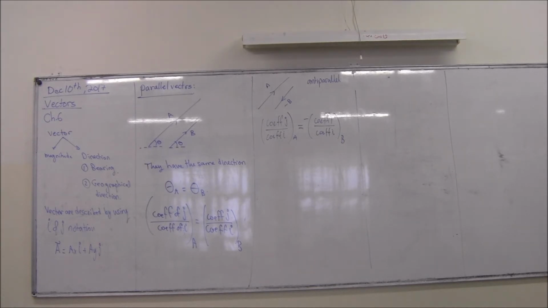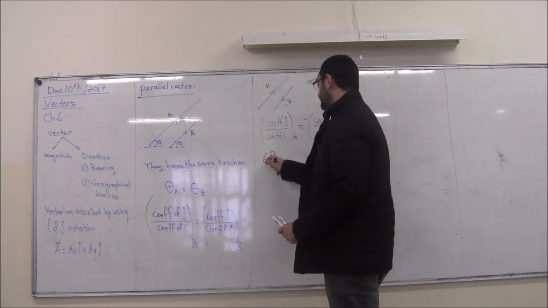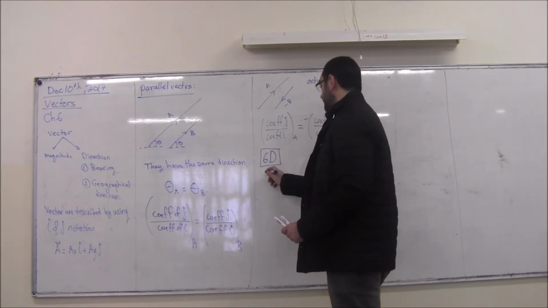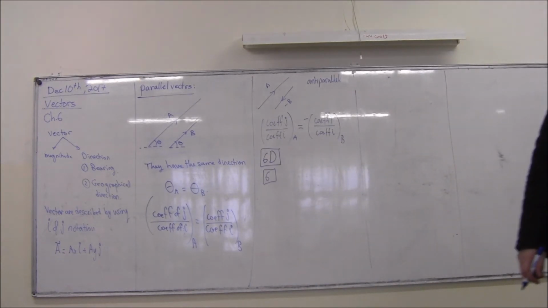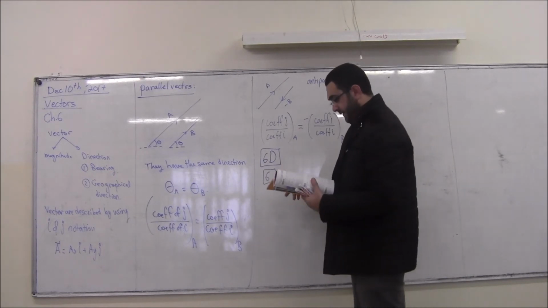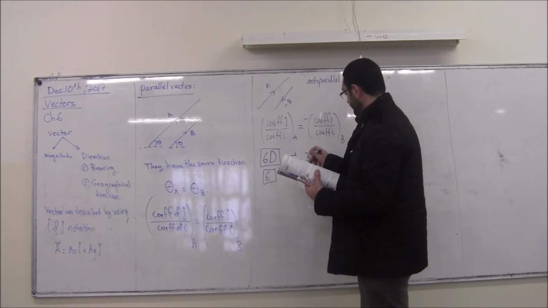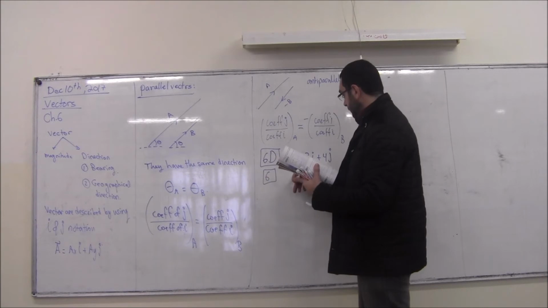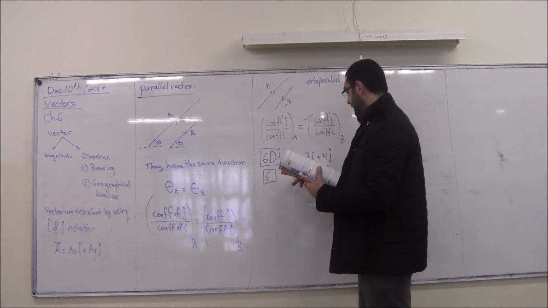Question 6, part D. In this question, I will give you time to complete copying. Just pay attention, please, girls. C equals 3i plus 4j, while D equals i minus 2j. We have two vectors like this.